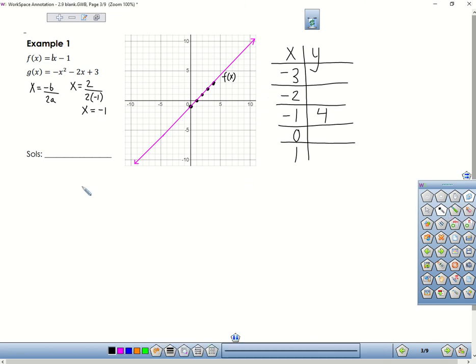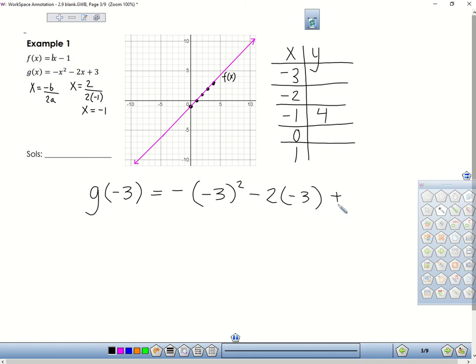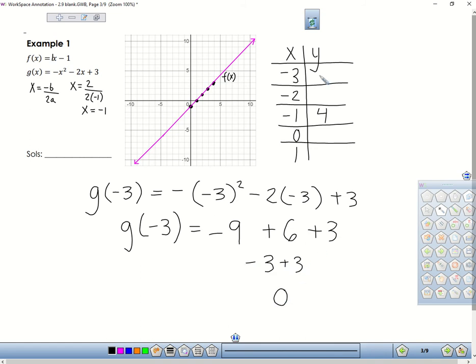So I'm going to plug in -3 for g of x. So g of -3 is equal to -3 squared minus 2 times -3 plus 3. That's g of -3 is equal to -9 plus 6 plus 3, which is -3 plus 3, which is 0. So this is 0. Now, what do you guys remember about quadratics? They're symmetric, right? So what's this value right here? 0. I don't even have to perform the substitution, but if you don't believe me, you can, and you can see that it will come out to be 0.